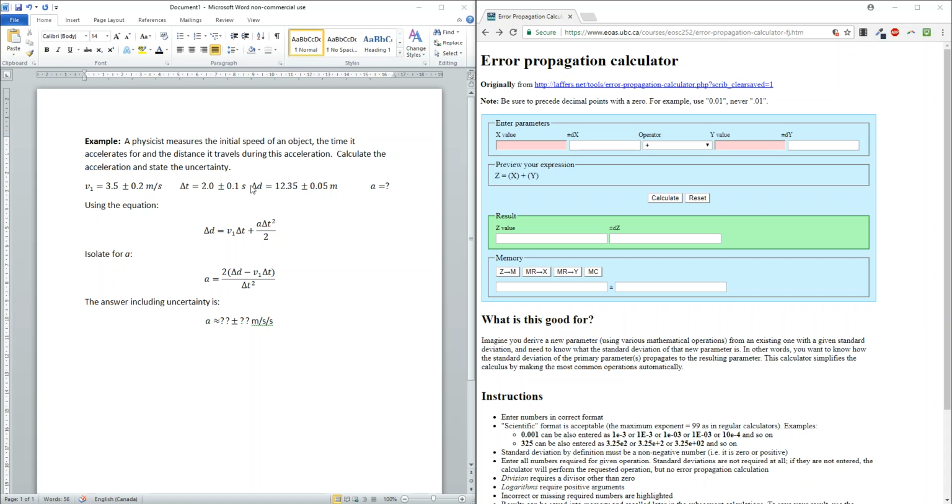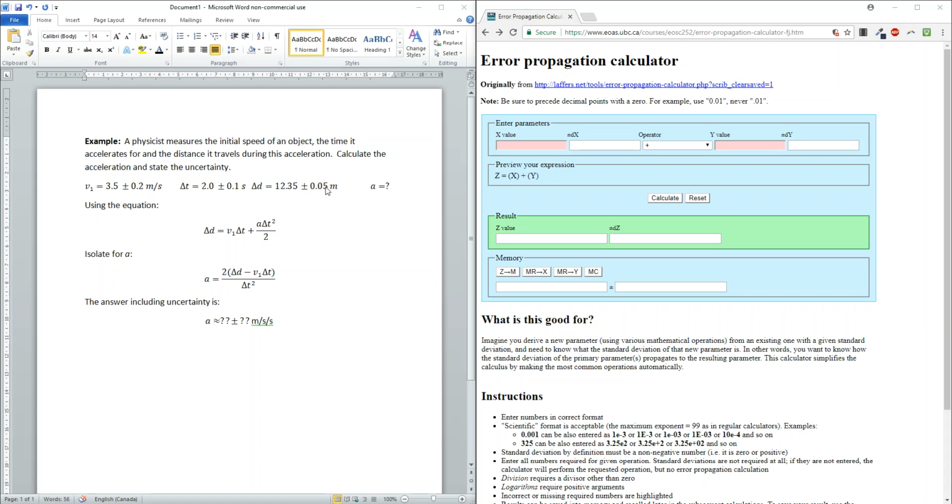And the displacement that they found was 12.35 plus or minus 0.05 meters. So they were actually a little more accurate with this measurement. They got 35 centimeters, but then they figured it could have been 12 meters and 40 centimeters, or it could have been 12 meters and 30 centimeters. And so they weren't really sure. So the range that they gave it was about a 5 centimeter range, or 0.05 meters.